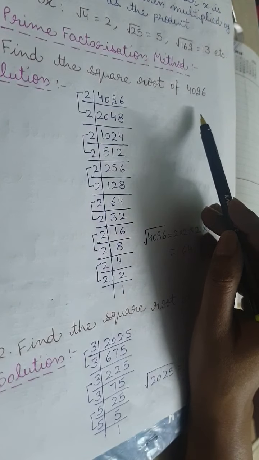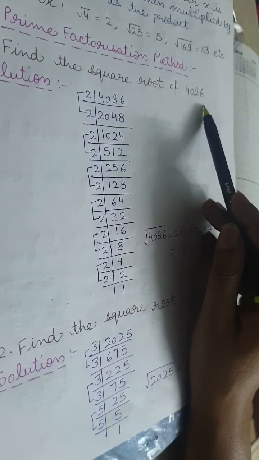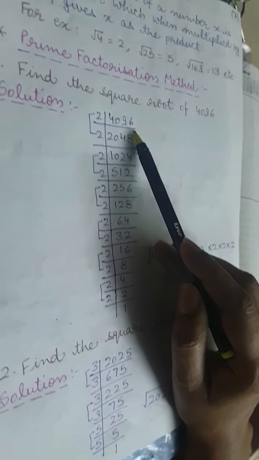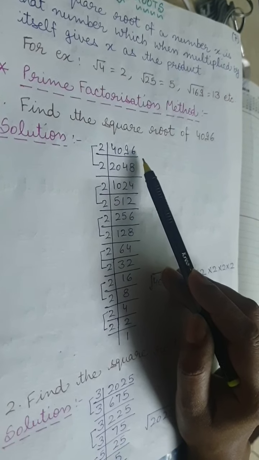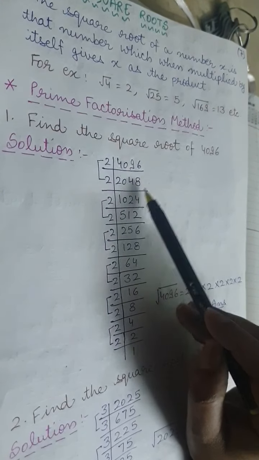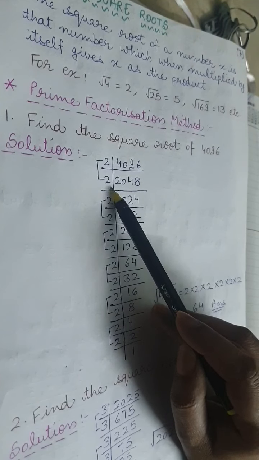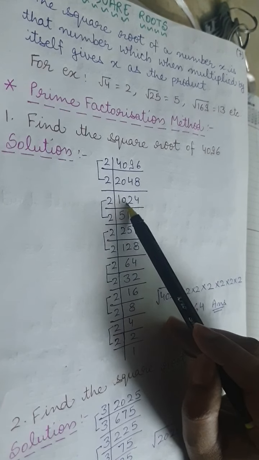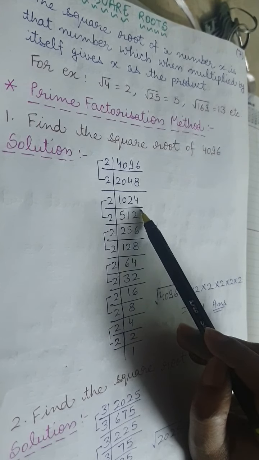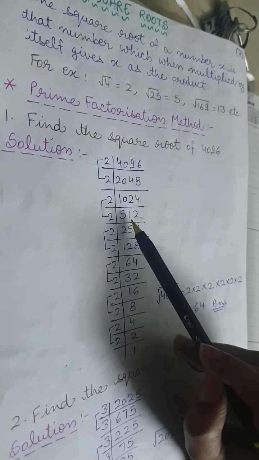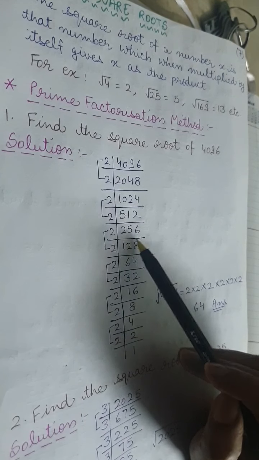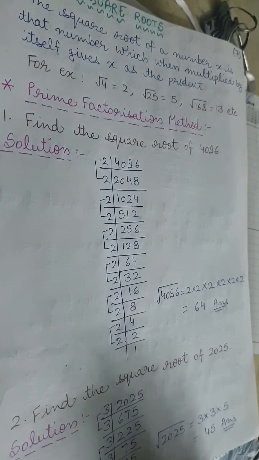Just take a look. We have to find out the square root of 4096. Last digit is even, so by which number we are going to divide it? We are going to divide it by 2. 2 2 ja 4, 0, 2 4 ja 8, 2 8 ja 16. Again by 2, 1024. Again unit digit is even, so we will divide it by 2. 2 5 ja 10, 2 1 ja 2, 2 2 ja 4, 256. In the same way we will solve it.